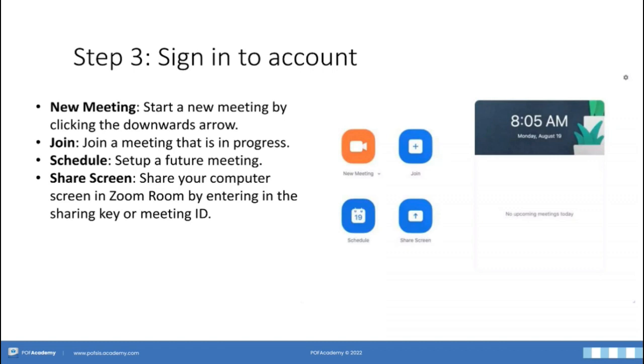For New Meeting, start a new meeting by clicking the downwards arrow. Join a meeting that is in progress. For Schedule, set up a future meeting. And for Share Screen, share your computer screen in a Zoom Room by entering the sharing key or meeting ID.